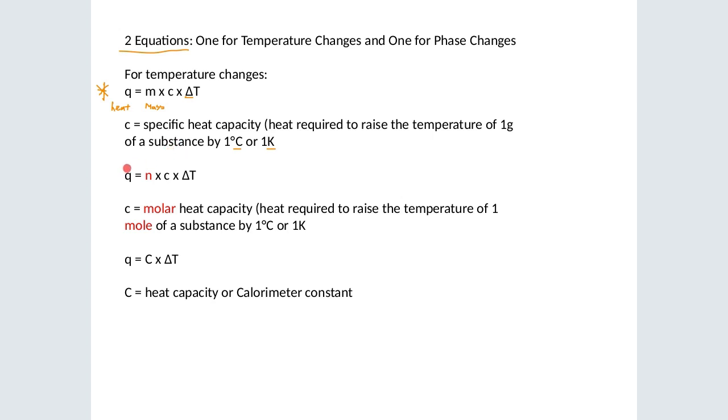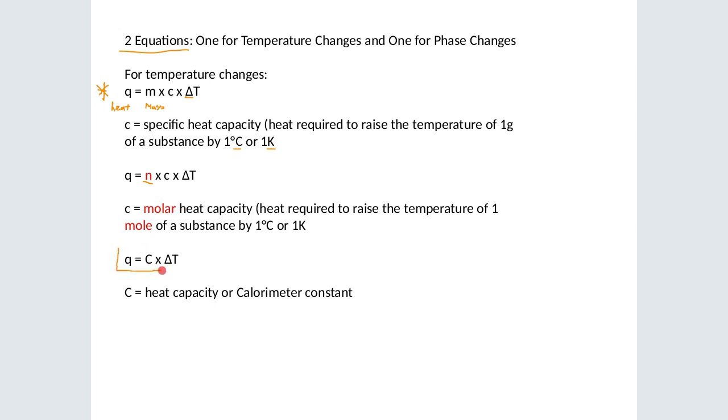Sometimes you'll see temperature changes as Q equals nc delta T. And the big difference is, instead of having mass, we've got moles. And so the C value that you're given is the molar heat capacity, which is the heat required to raise the temperature of 1 mole of a substance by 1 degree C or 1 Kelvin. By far, the mc delta T form is more common, and you're going to see units of C that have grams degree C rather than moles degree C, but you always got to keep a lookout for it.